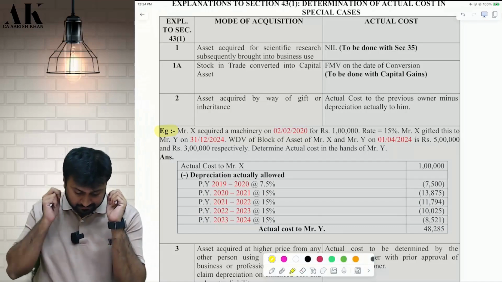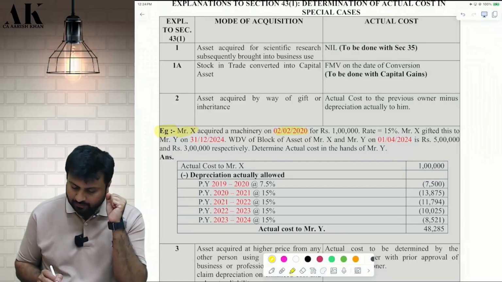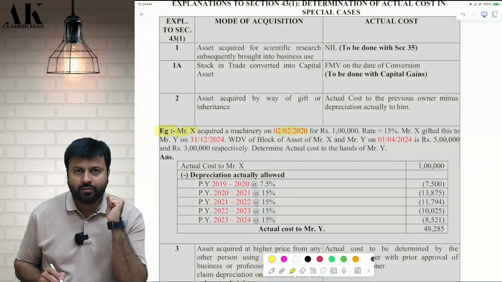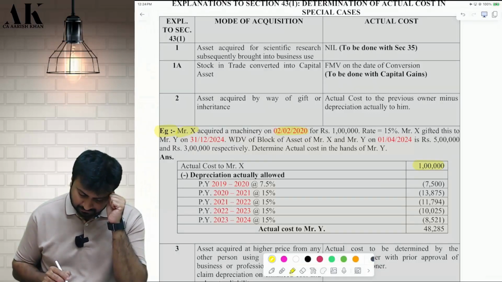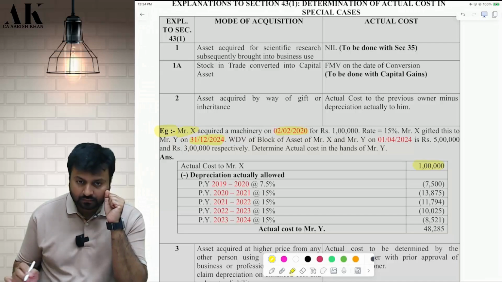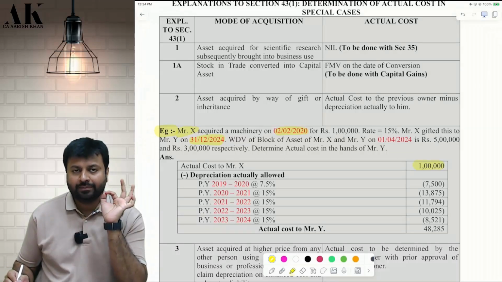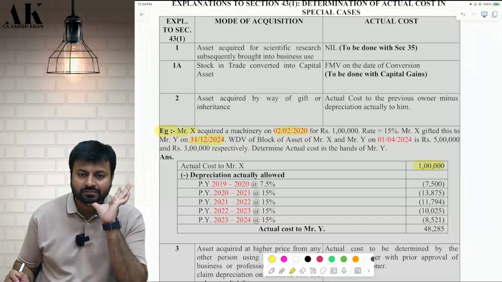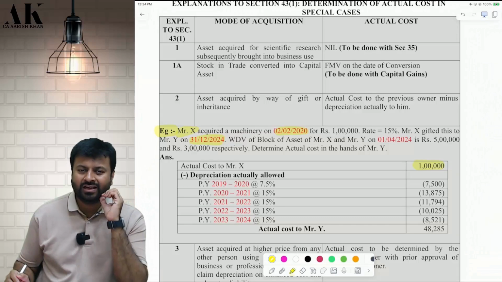Okay, let's see. Mr. X purchased the machinery in 2020, so it means it was purchased in 2020, right? He purchased it for 1 lakh rupees and he gifted it in 24-25, correct? So depreciation has to be reduced till 23-24, correct or not? You should not reduce the depreciation of the year of transfer. Are you clear?